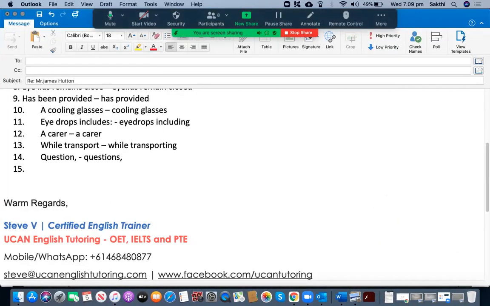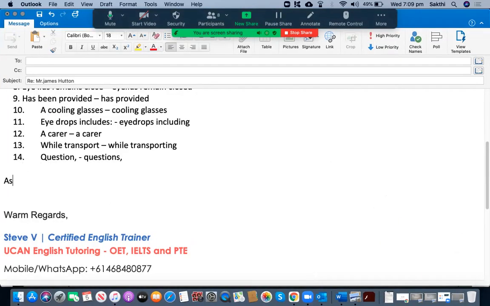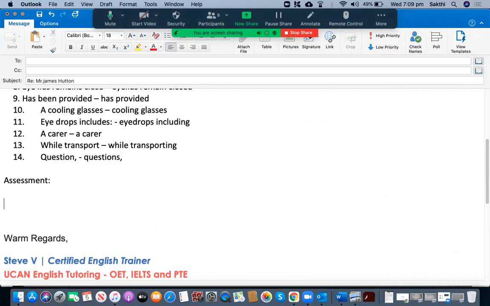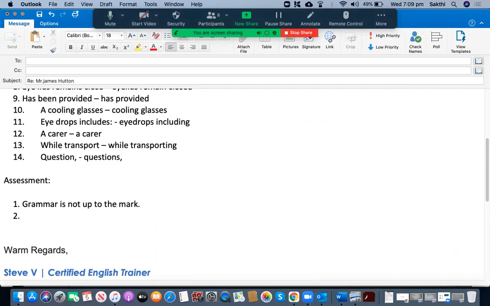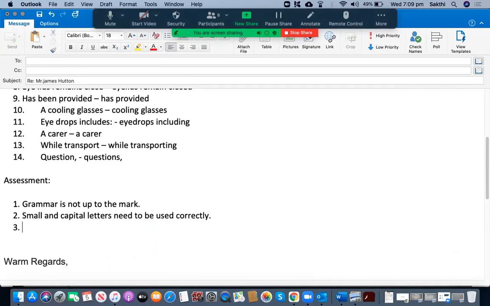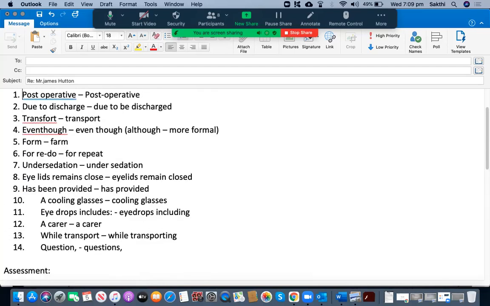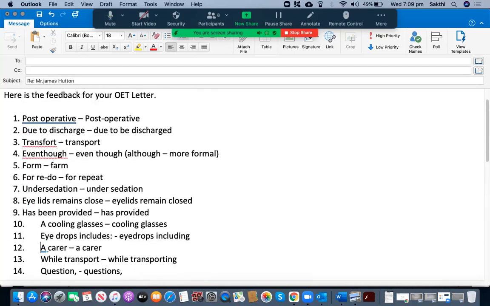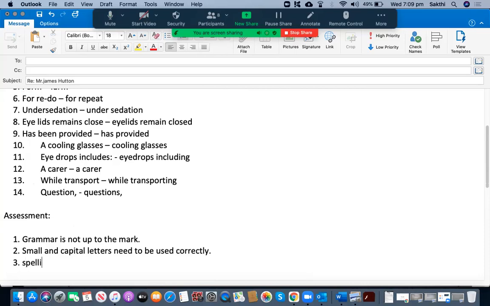All right, let me check the case notes. Before then, I will go through the grammar. Grammar is not up to the mark. It's not good. The problem is small and capital letters. That's another issue. They need to be used appropriately, needs to be used correctly. You have to use these letters correctly, and then spelling mistake is another one. That's not good. It is another area of improvement.